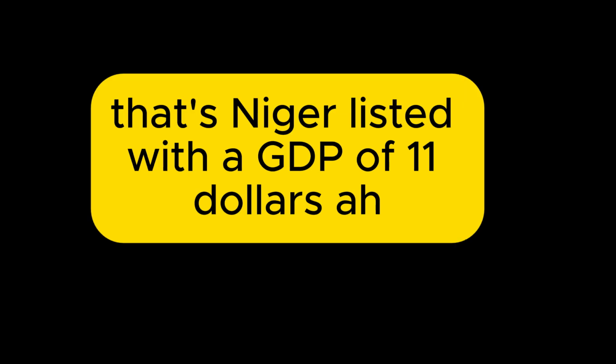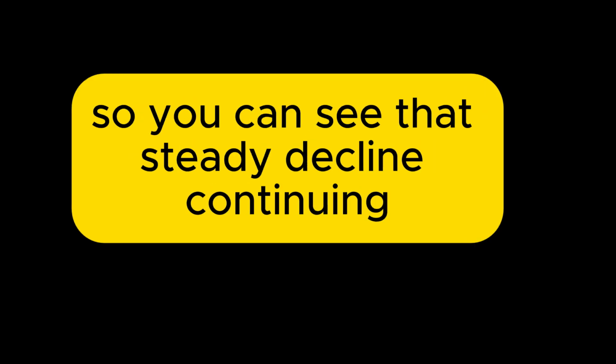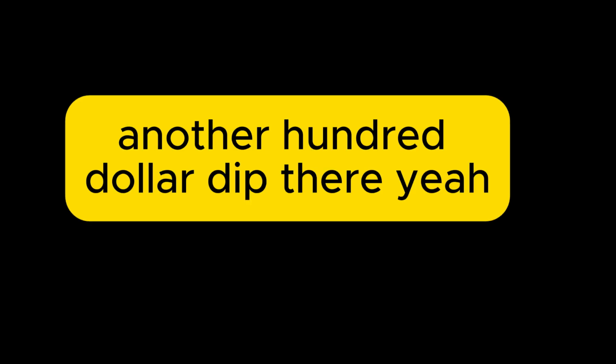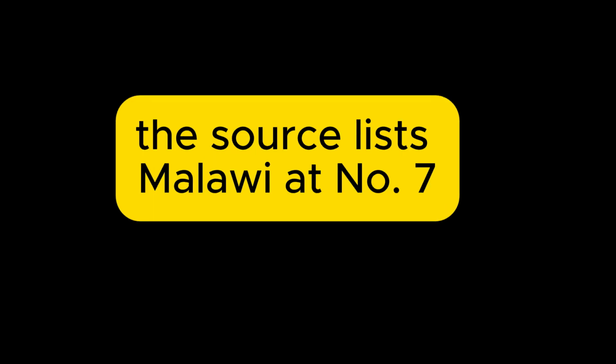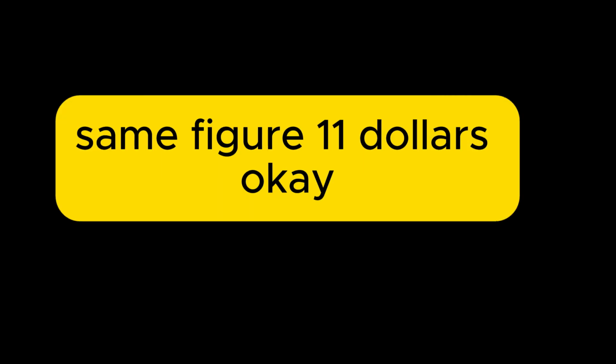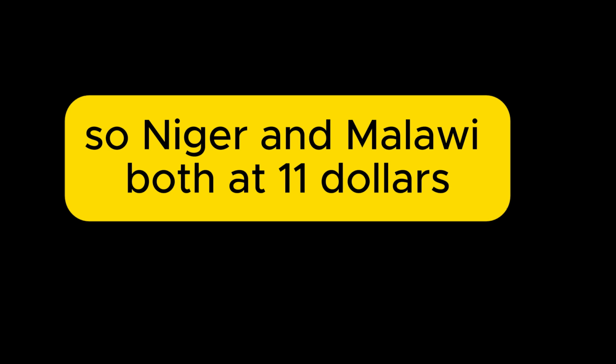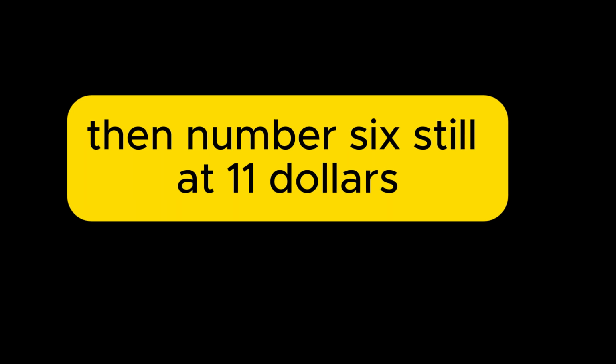Right, okay, number 8. That's Niger, listed with a GDP of $1,100. So you can see that steady decline continuing. Another $100 dip there. Yeah, another 100. And then tied with Niger at $1,100. Who's that? The source lists Malawi at number 7. Same figure, $1,100. Okay, so Niger and Malawi both at $1,100. Then number 6? Still at $1,100.